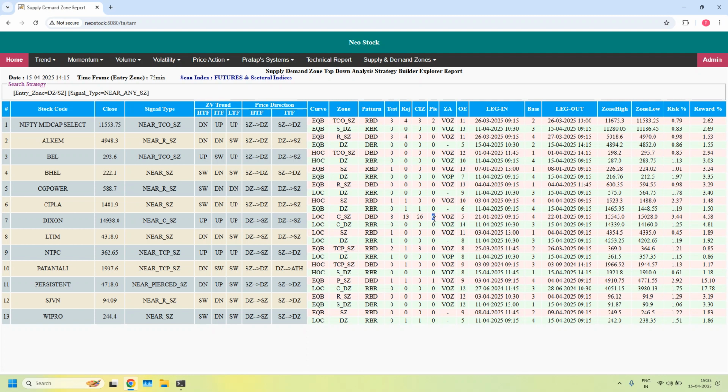If anybody wants to look for the pierced zone strategy, you can look into this. NTPC is having a high liquidity supply zone. Patanjali is having a high liquidity supply zone. It is also having a high liquidity demand zone. Either side you may get trade opportunities.